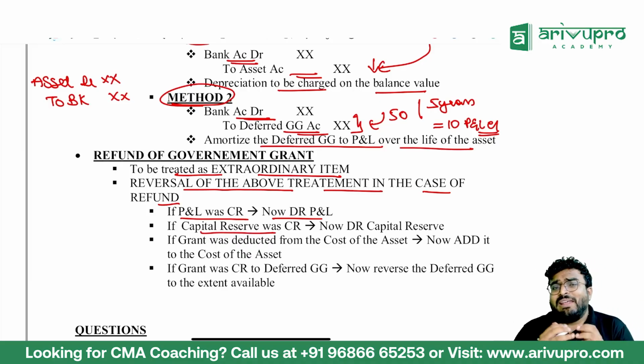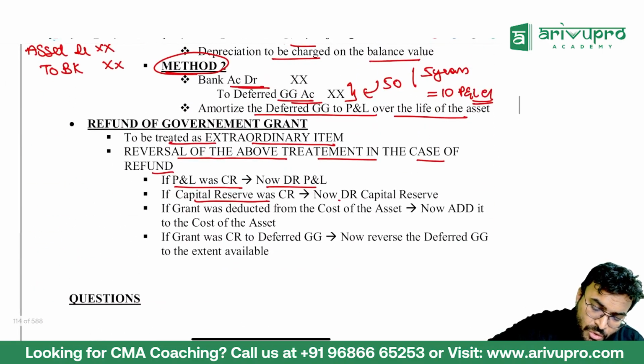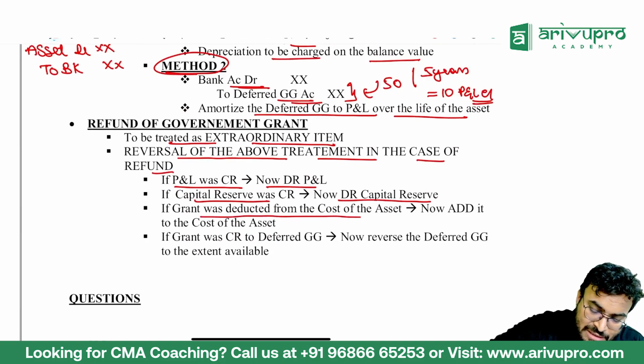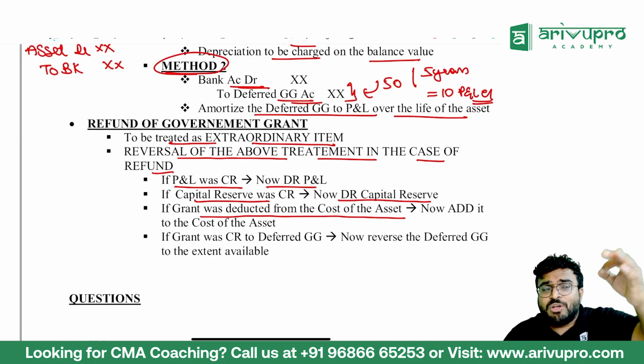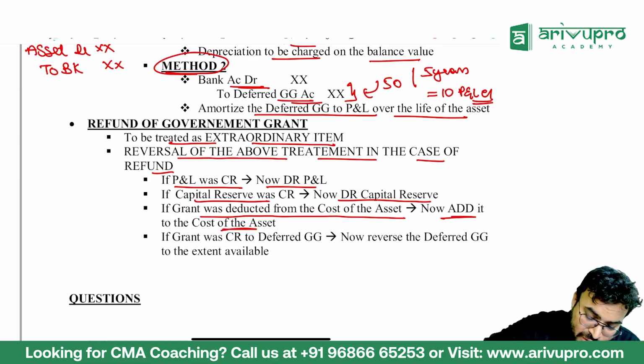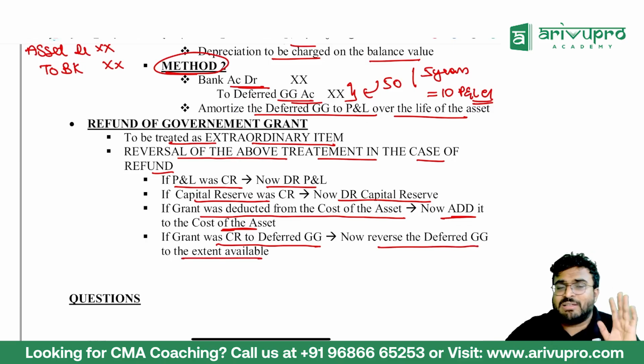When you got the money as promoter's contribution, now debit it to capital reserve. If grant was deducted from the cost of the asset, now add it back to the cost of the asset. If grant was credited to deferred government grant, now reverse it to deferred government grant to the extent available.